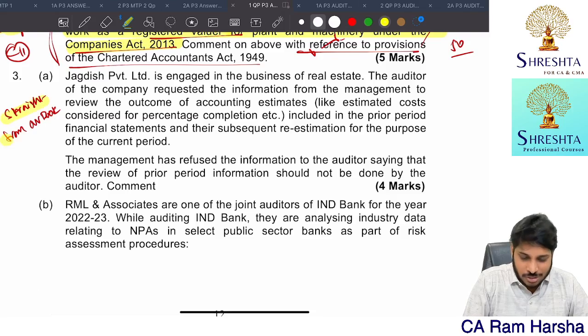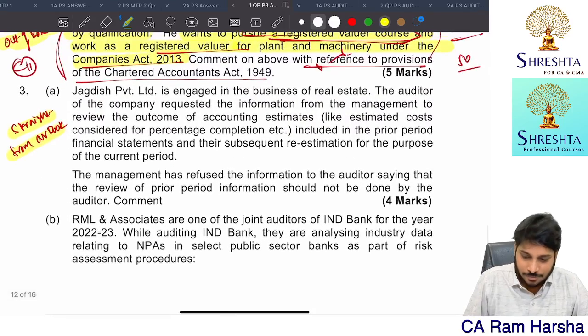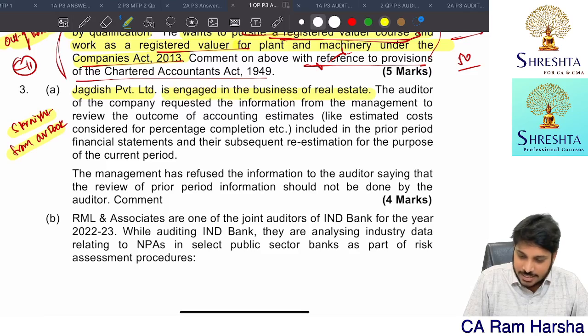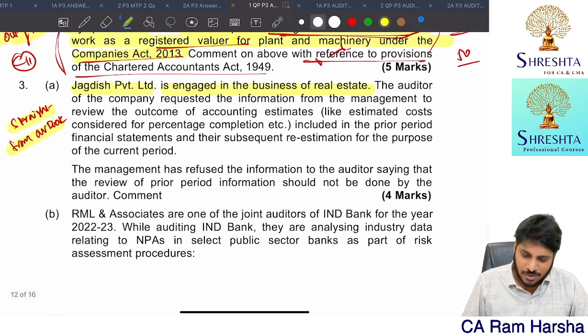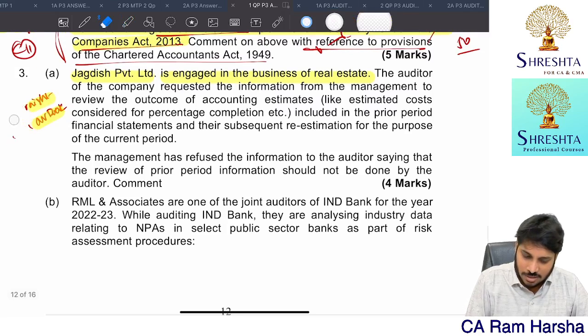3A. This is also a straight out of box question. Let's see. Jagadish is engaged in real estate business. This is not actually an out of box question. This is a straight question.